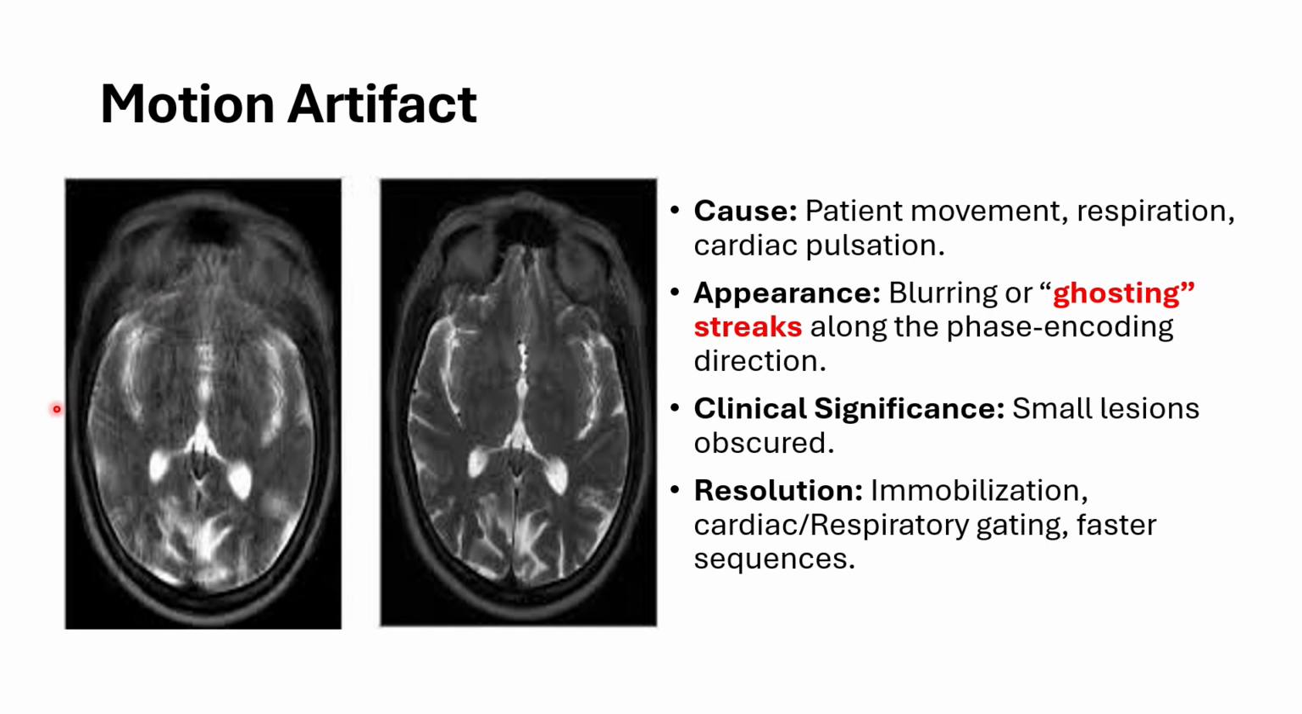motion artifact. In the first image we can see that there is blurring of the image, and the clinical significance is that small lesions are obscured by this type of artifact. Resolution is done by immobilization of the patient, cardiac or respiratory gating, or faster sequence imaging. So we can see in this image there is a clear visualization of the brain parenchyma after immobilization of the patient. So this is the motion artifact. An exam tip is that the motion artifact is ghosting along the phase direction. So you should remember that ghosting along the phase direction is the motion artifact.